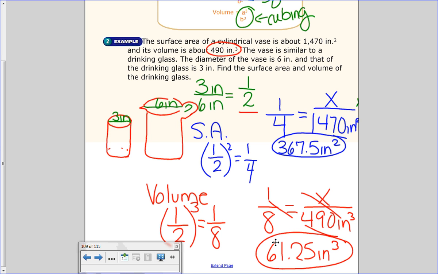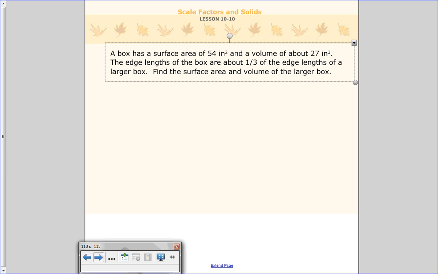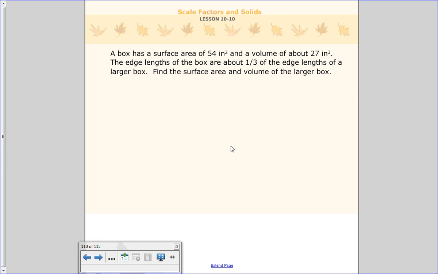All right, so now you get to try it. And here's what it says. A box has a surface area of 54 inches squared and a volume of 27 inches cubed. The edge lengths of the box are about 1/3 of the edge lengths of a larger box. Find the surface area and volume of the larger box.